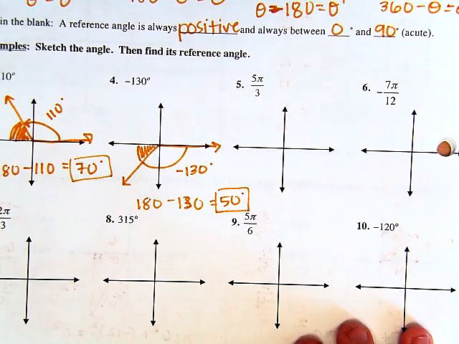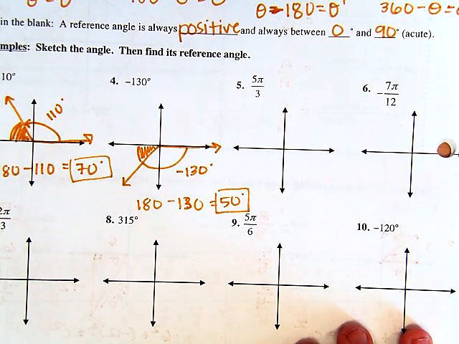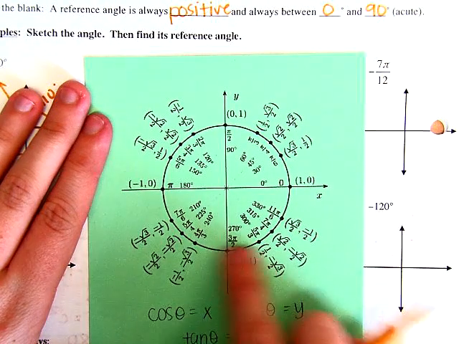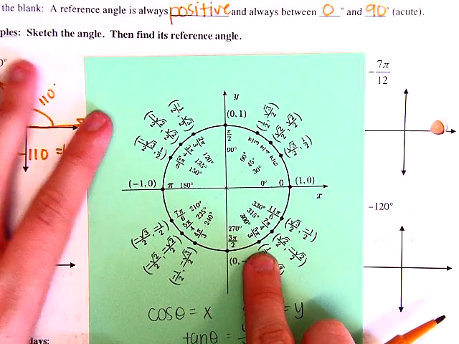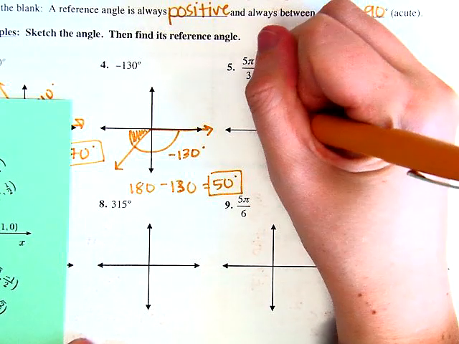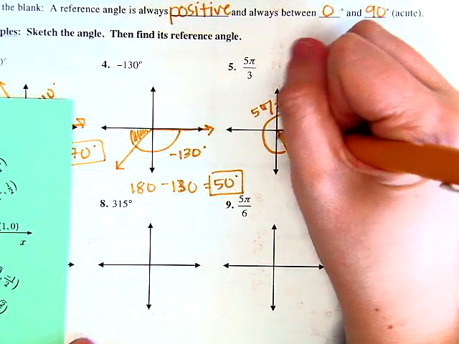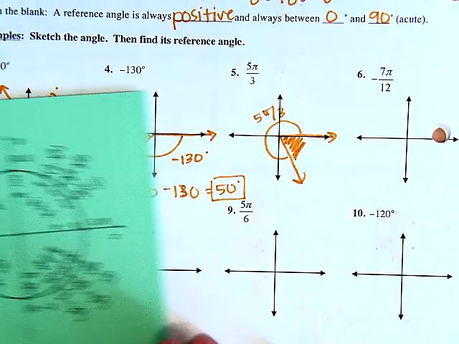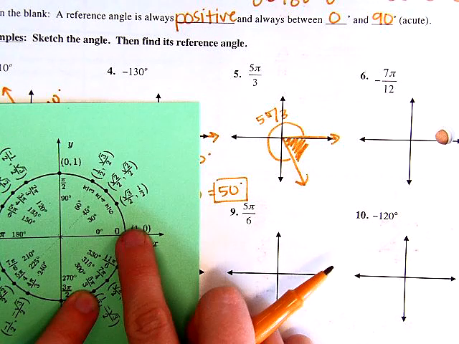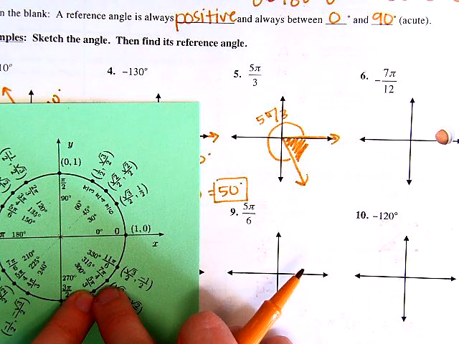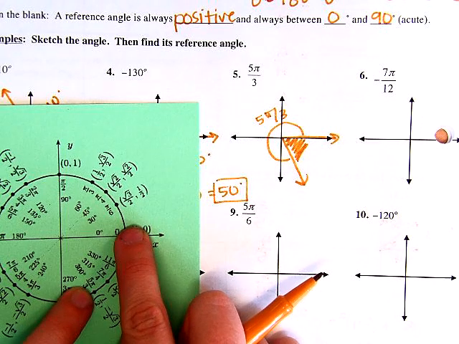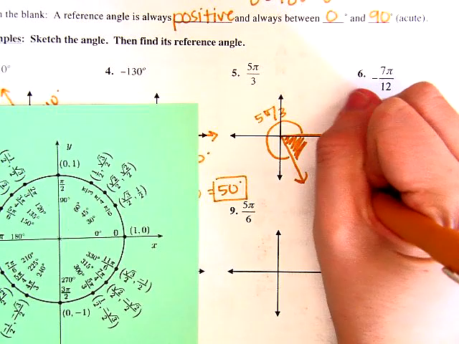5 pi over 3. Let's look on our unit circle. 5 pi over 3 is actually right there on the unit circle. So I'm starting here, and I go all the way around to there. There's 5 pi over 3. My reference angle is this part. To go from 5 pi over 3 back up to here, if you want to change it into degrees, that's 300 degrees to 360, so that's 60 degrees difference. So what's 60 degrees in radians? It's just pi over 3.